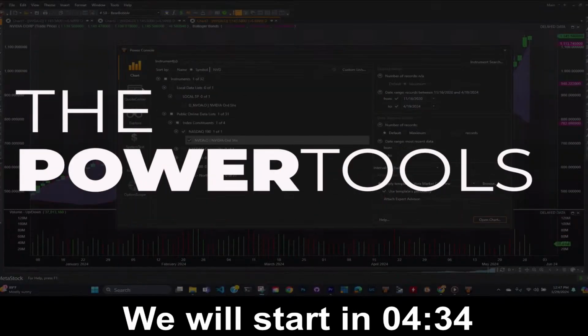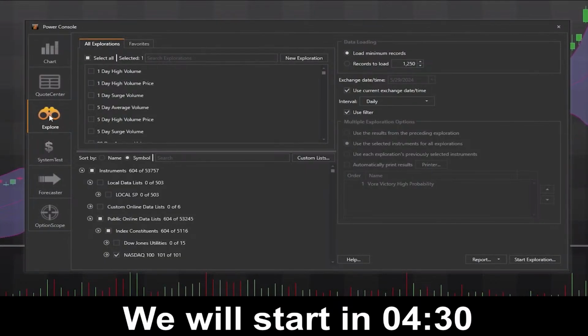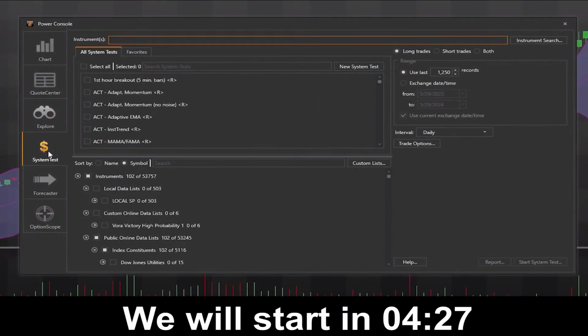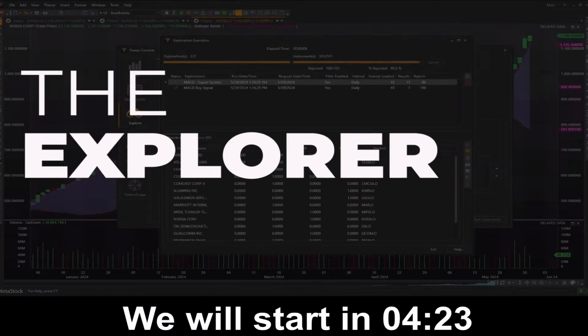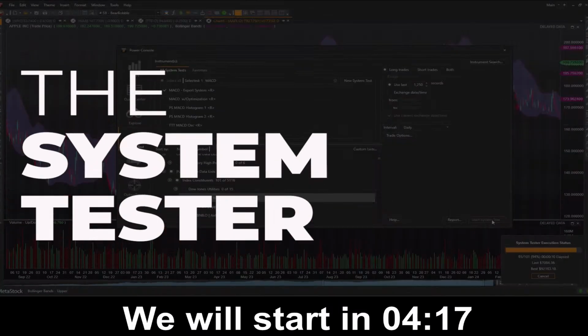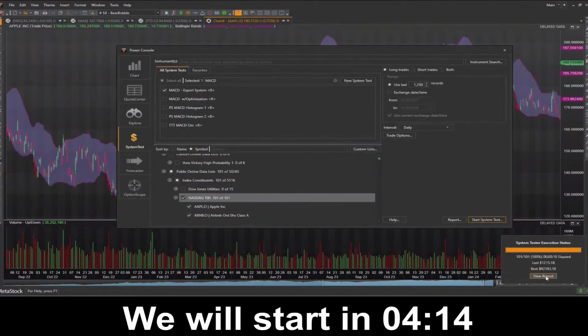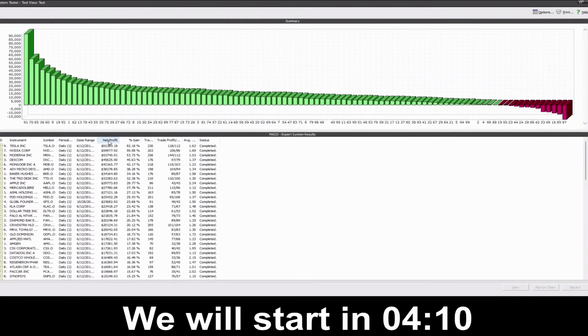At the core of Metastock are its power tools. The power tools are designed to give professional-grade analysis tools to private traders. You can scan the market with the Metastock Explorer to filter and sort securities that show buy and sell signals based on your criteria. The Metastock System Tester lets you test most strategies through a process called backtesting. This allows you to see how your strategy would have performed over time.